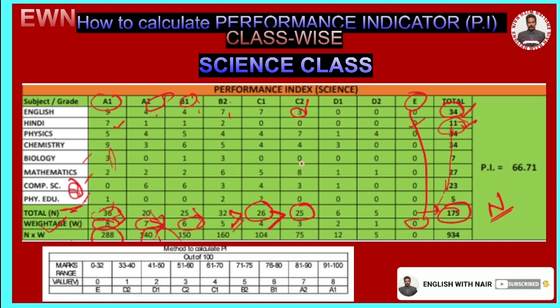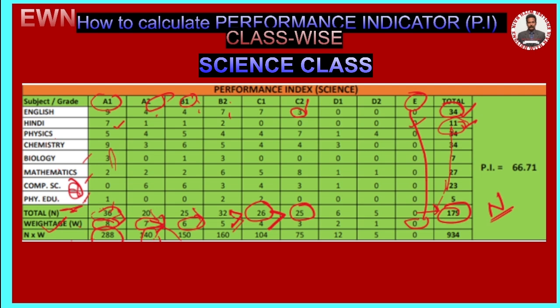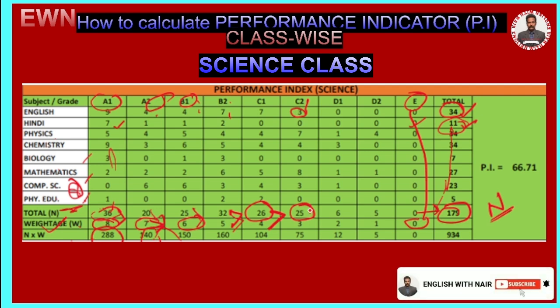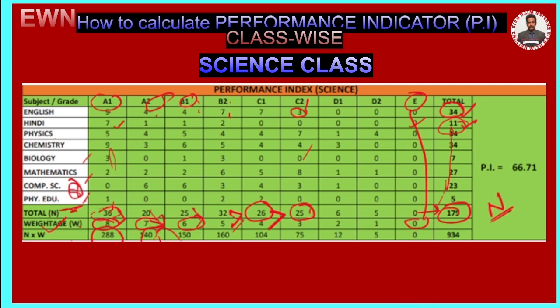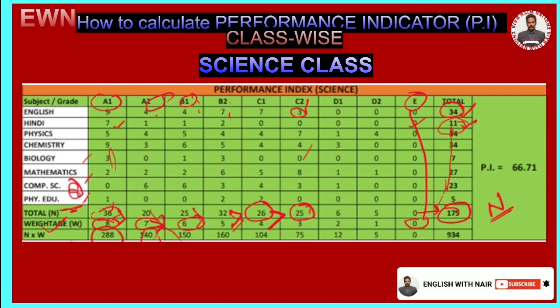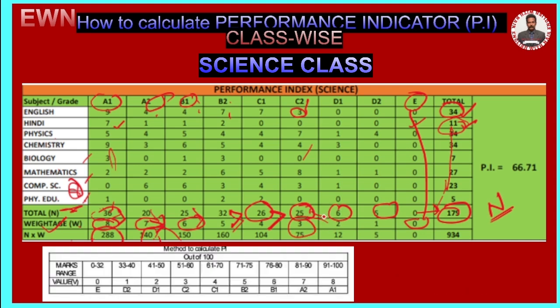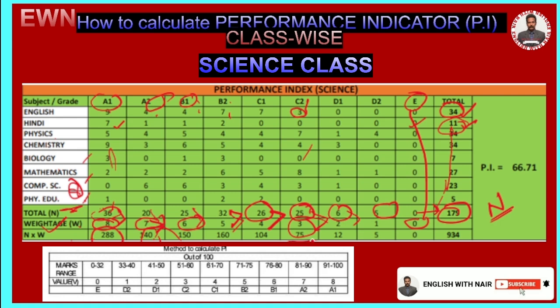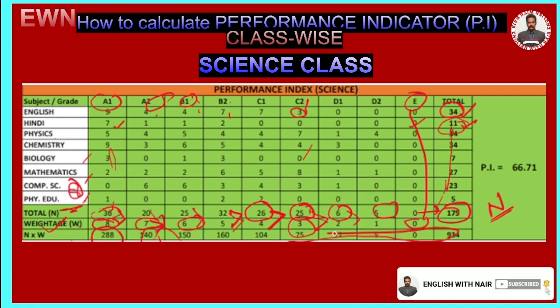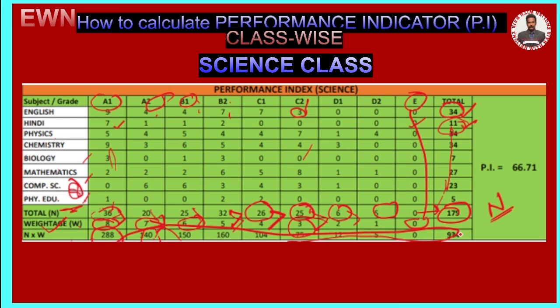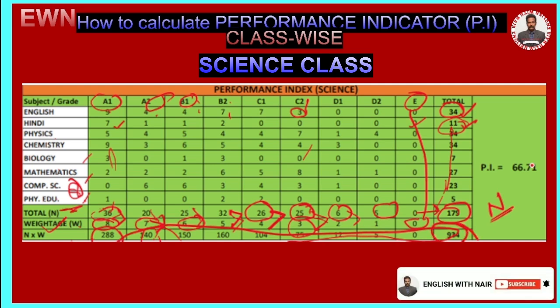So for a class, what we have to do is find the number of students across all the subjects. Don't take this as N, right? This will be our N across all the subjects, 6, 5, and this will multiply with the weightage, right? 25 into 3, 6, and we get the corresponding NW. So the last row is NW. Sum of this NW, then we have got 934, right?